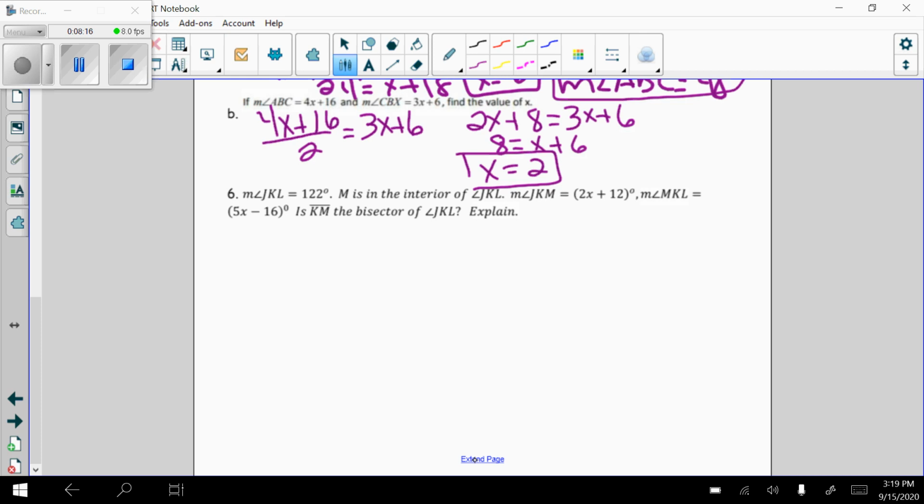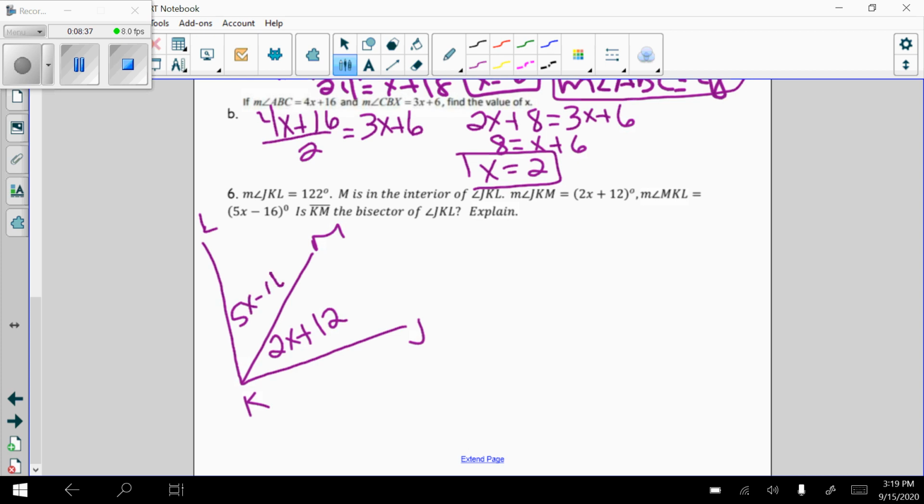Measure of angle JKL equals 122. Okay. Again, if I want to see a picture of this, I could say JKL. M is in the interior somewhere. The measure of angle JKM, so JKM, this is 2x plus 12. Measure of angle MKL is 5x minus 16. Is asking, is KM the bisector? So now they're not telling me they want, if it is the bisector, they want to know, is it the bisector? Okay, so I can do angle addition postulate, add these two together.